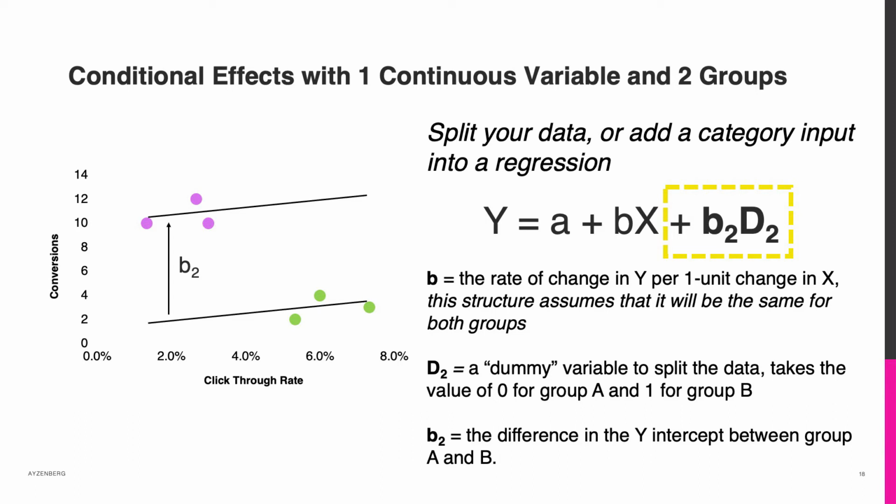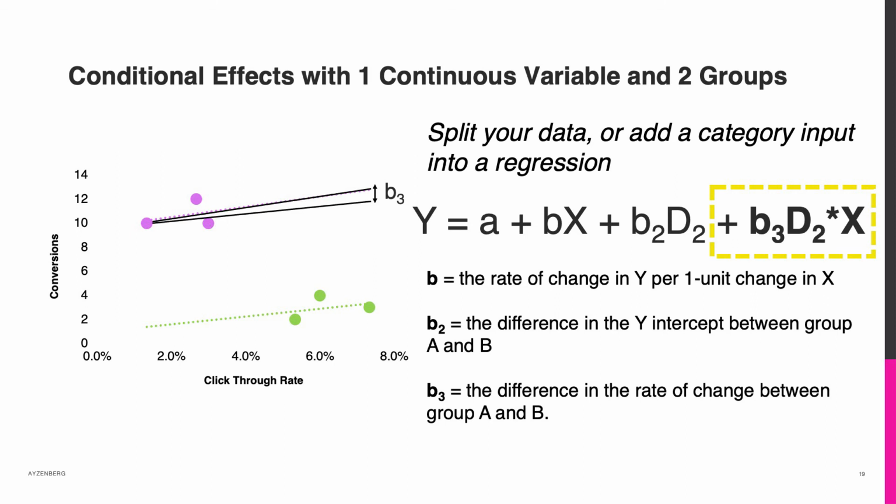Here b is still the same. It's the change in y per 1 unit change in x. This simple model assumes it's the same rate for both groups. So in our data, we create a new variable called d for a dummy variable. This is just a column in our data set that takes a value of 0 for group A, our baseline group, and a value of 1 for B, our comparison group. Our model will now estimate a second beta. This is going to be the difference in the intercept between group A and group B.